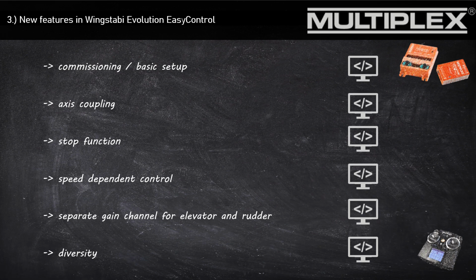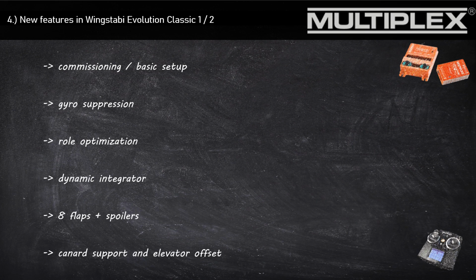So now we are finished with the easy control part of the Wingstabi Evolution. Let's switch directly to the classic part. Let's begin with the commissioning and the basic setup of the Wingstabi Evolution and also the gyro suspension of the classic version. We have transferred these two features directly from the easy control variant.